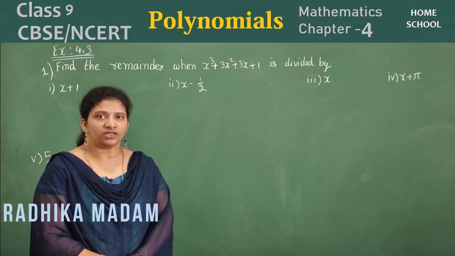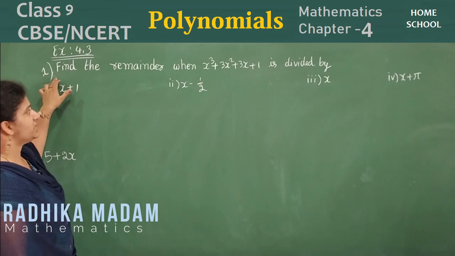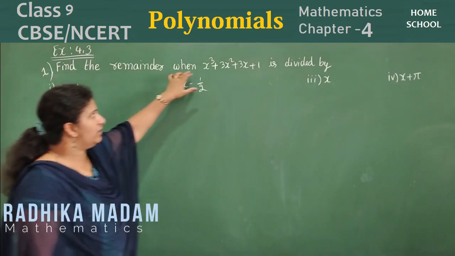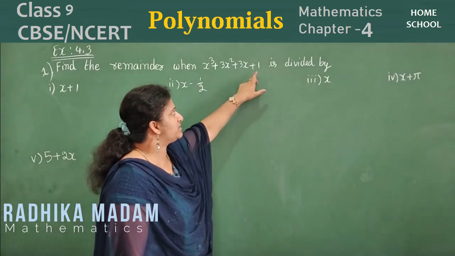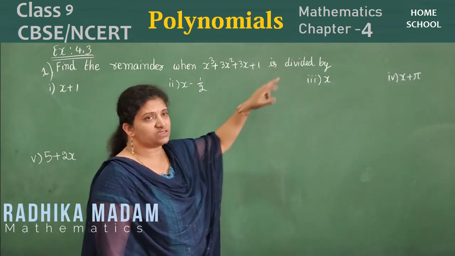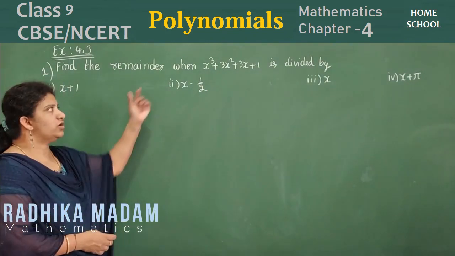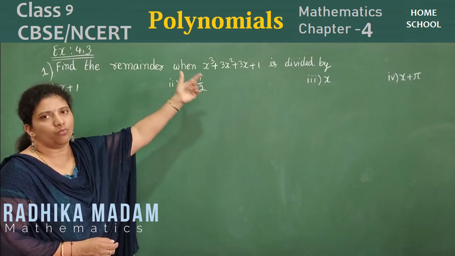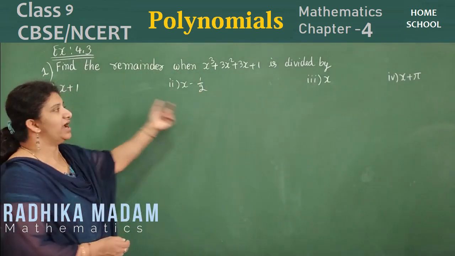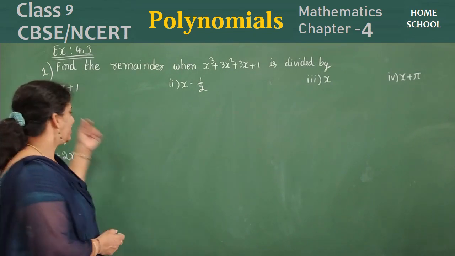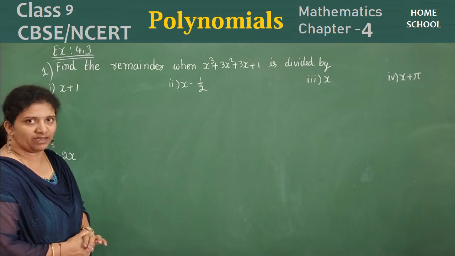We are going to start with your 4.3 exercise, children. Look here carefully. First question: find the remainder when x cube plus 3x square plus 3x plus 1 is divided by, there are 5 sub questions. We have only one polynomial, that is one dividend, and we have 5 divisors. For every divisor, we need to apply the remainder theorem and calculate the remainder.